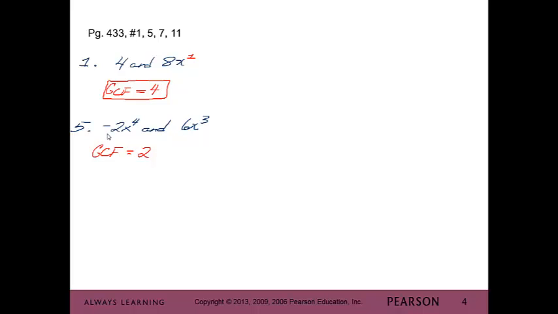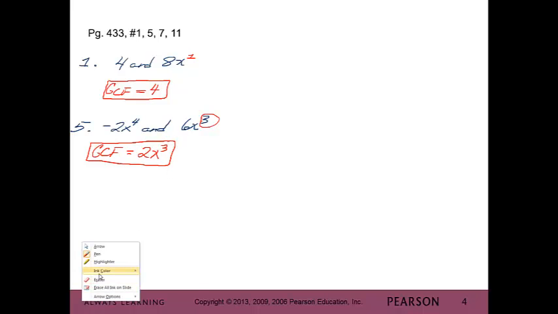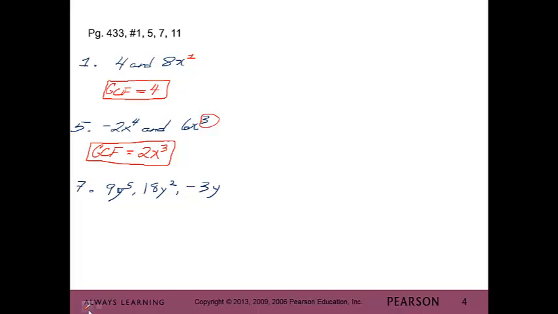Notice how we ignored the negative sign. And then I want to pick the smallest exponent, and it'll be 3. So I'm going to take x to the 3rd power. And there's my GCF. And then number 7, we have 9y to the 5th power, and then we have 18y to the 2nd power and negative 3y. So again, we want to find the GCF.